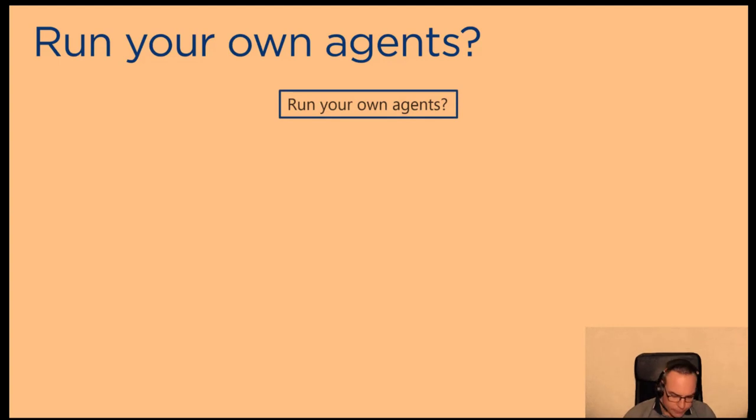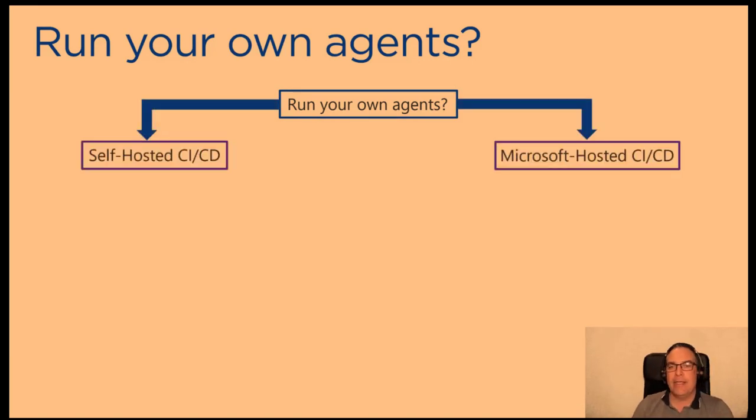So basically, if you're thinking about what agent should I use, you need to decide, do I run my own agents? Do I manage them on my own, or should Microsoft do that for me? If you want to do that on your own, you have the self-hosted CI/CD. If you don't want to do anything, you have the Microsoft-hosted CI/CD. Microsoft-hosted CI/CD is basically a VM already prepared for you. There are a couple of base images they prepare for you. So there are images for Windows, for Linux and Mac with different kinds of operating system.